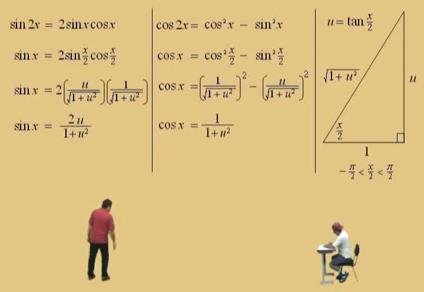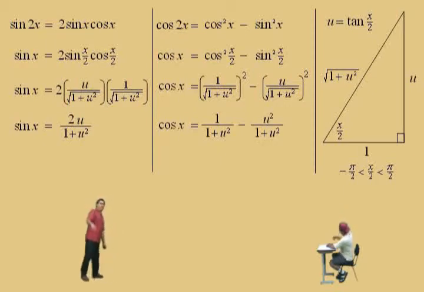1 over 1 plus u squared. And if we square the sine of x over 2, what do we get? u squared over 1 plus u squared. Very nice. Okay, now, common denominators, they're there.